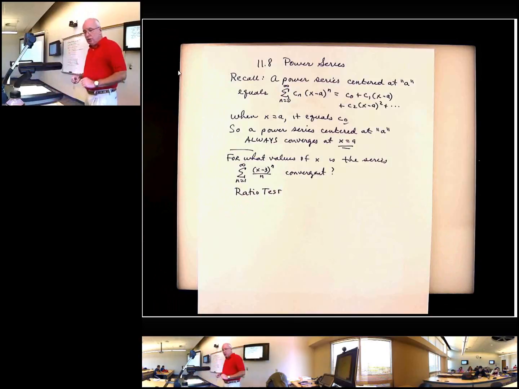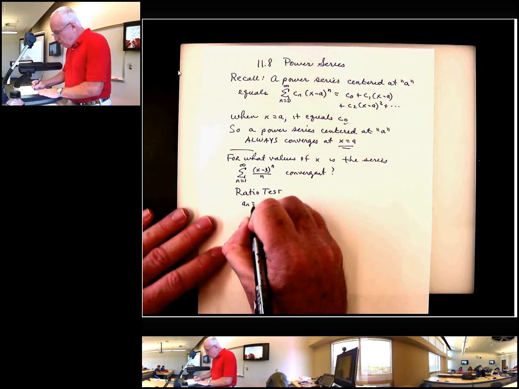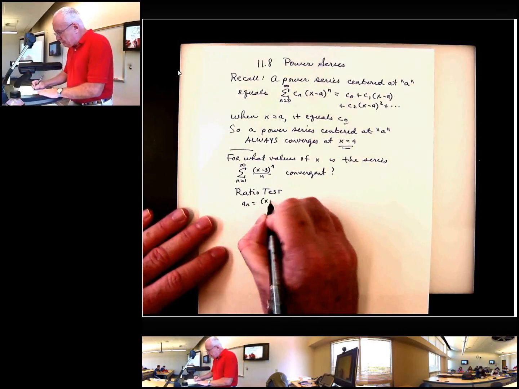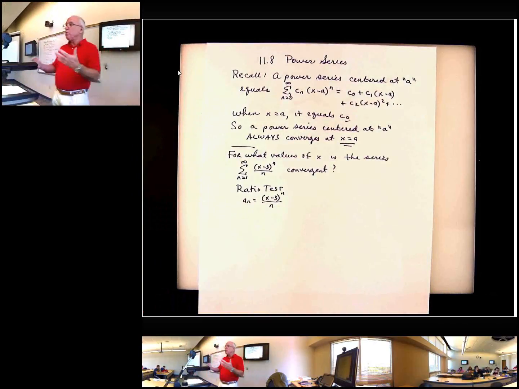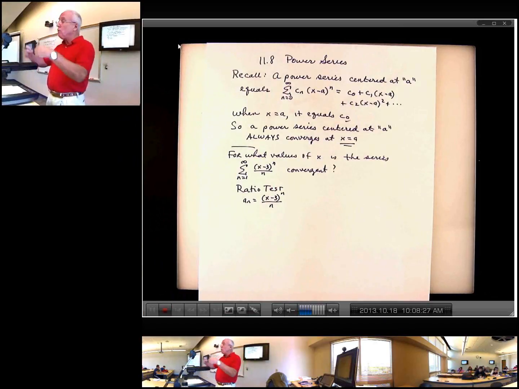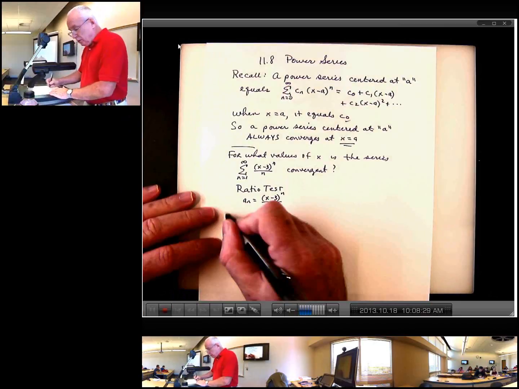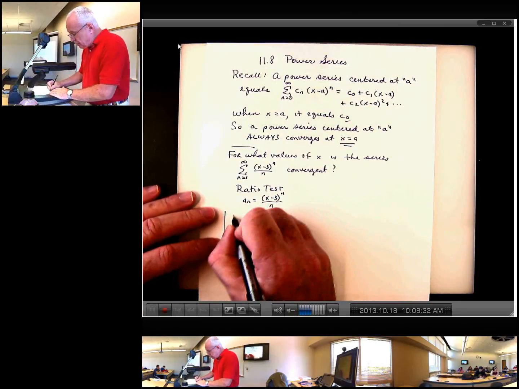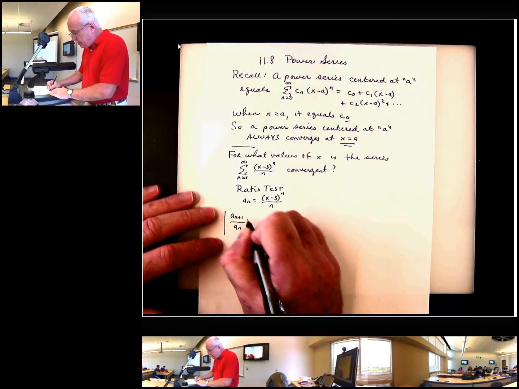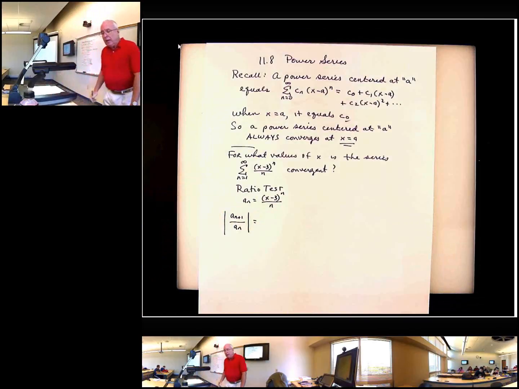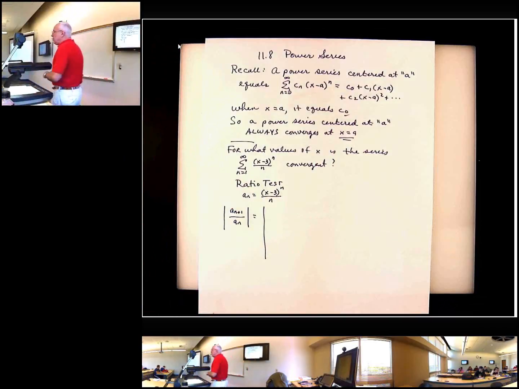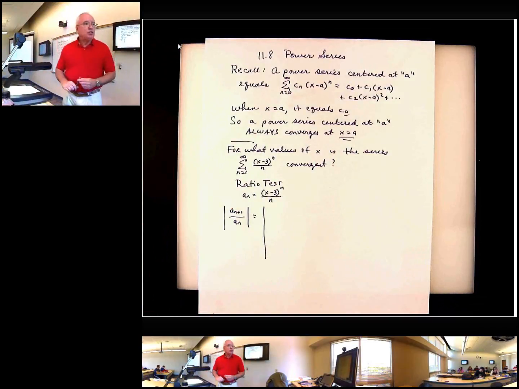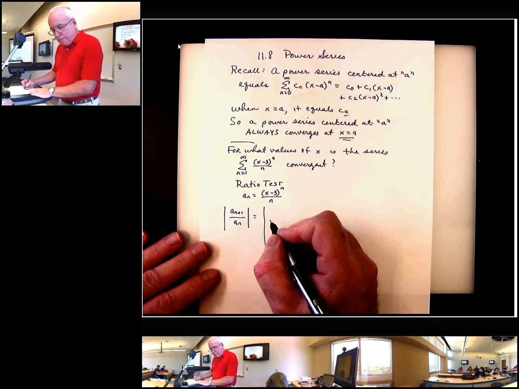Now, our a sub n term is going to be what we have after the summation sign, x minus 3 raised to the n power divided by n. With the ratio test, we look at the quotient of a sub n plus 1 over a sub n, in absolute value. So let's write in what we have, and we're initially going to be getting kind of an unwieldy looking thing, which will simplify rapidly, hopefully.